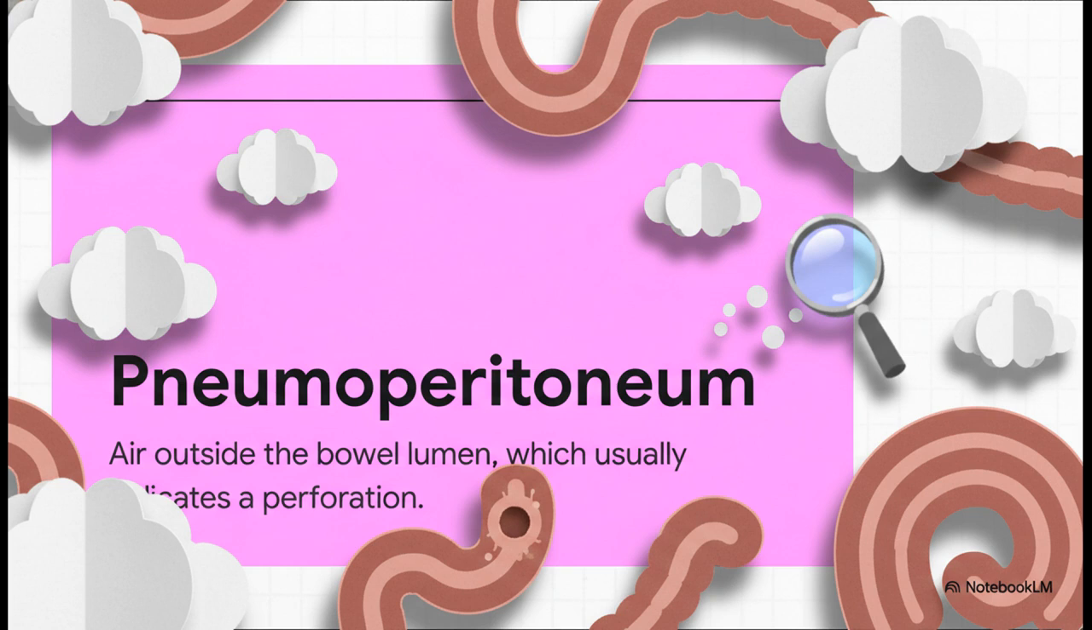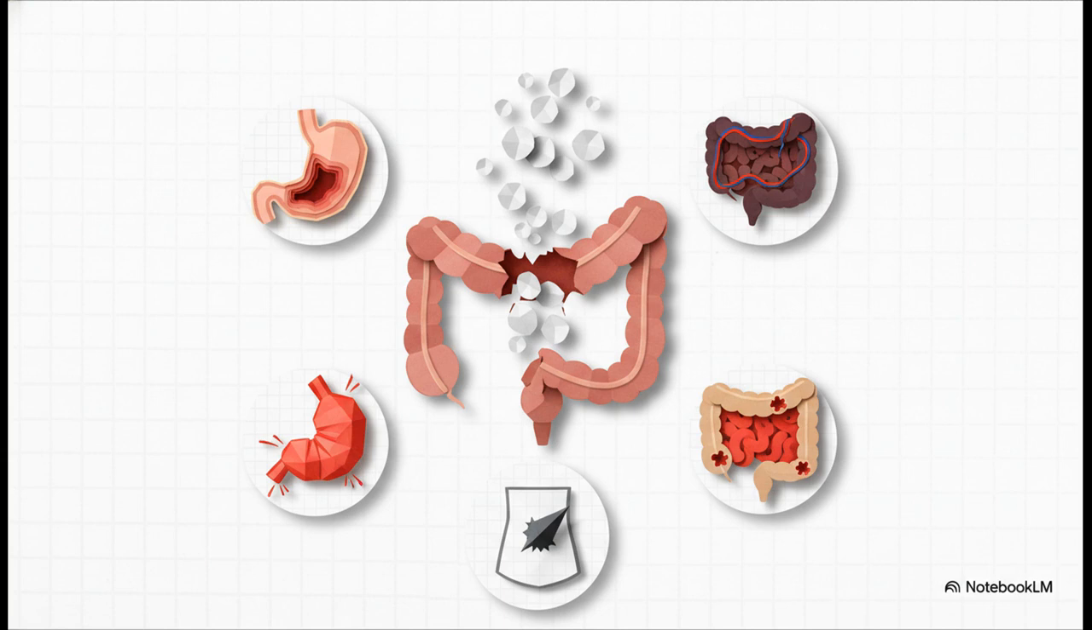It is perforated. So why does the bowel perforate? Well, this slide shows you the usual suspects. It might be a perforated peptic ulcer, a nasty complication of appendicitis or diverticulitis, or even penetrating trauma. The reason might change, but the result? Free air is always a massive red flag.